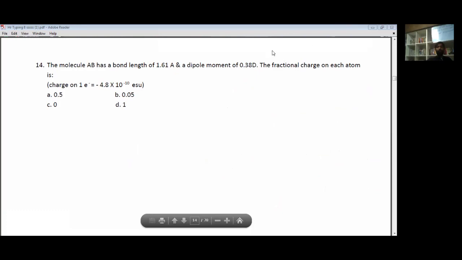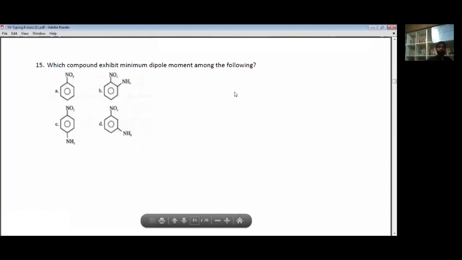The next question. The compound which can show a maximum dipole moment. So we know that this is a minus R group, so its dipole moment will be in this direction. This is a minus R group, so dipole moment will be in this direction. This is a plus R group, dipole moment is in this direction. So that can get cancelled nearly.